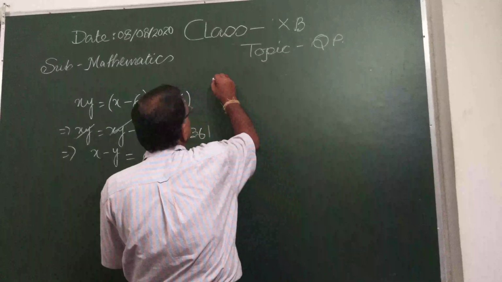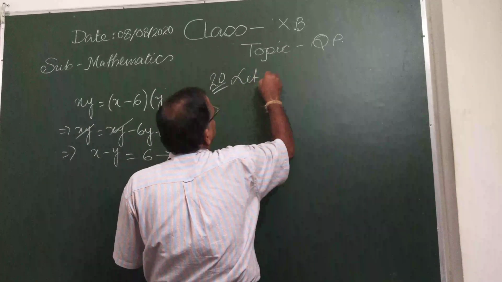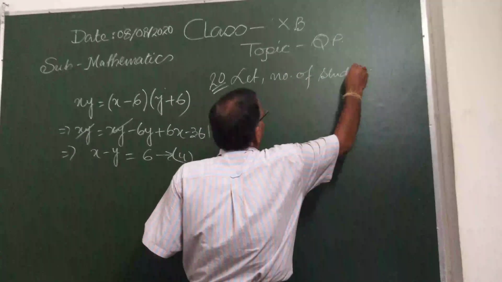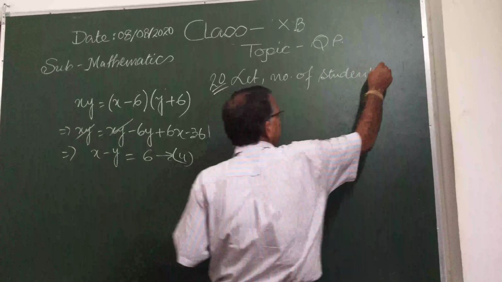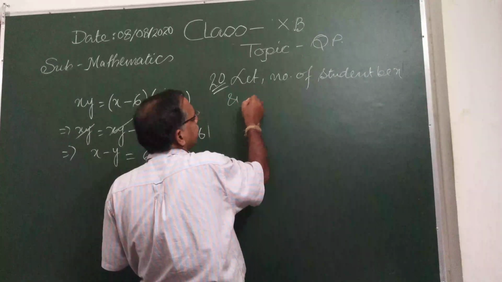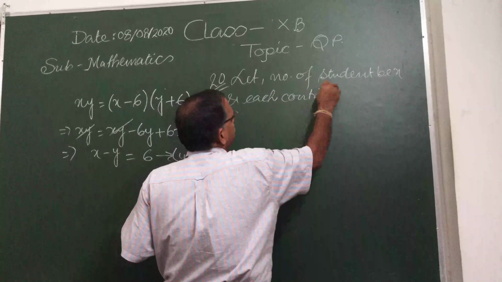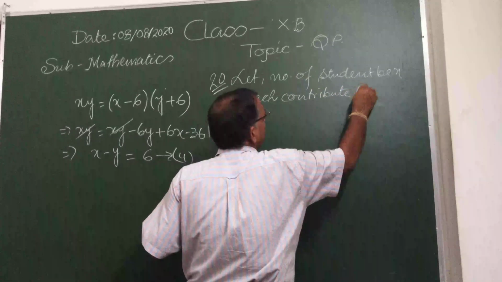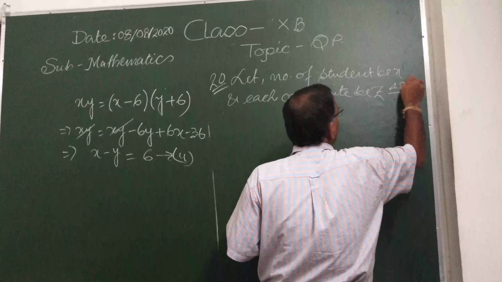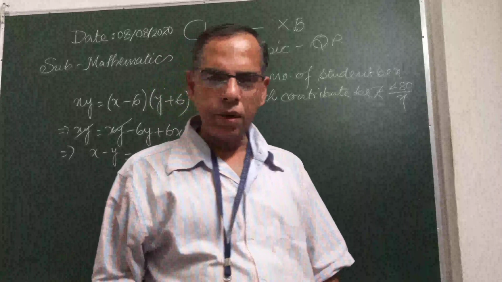So question 20. Let the number of students be x, and each contribute rupees 480 by x. Okay, the contribution is this much.